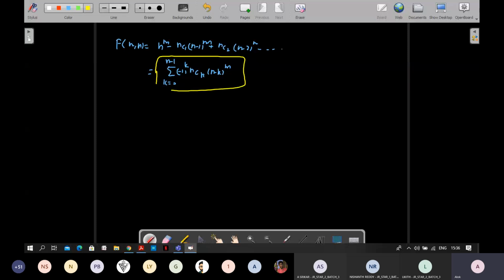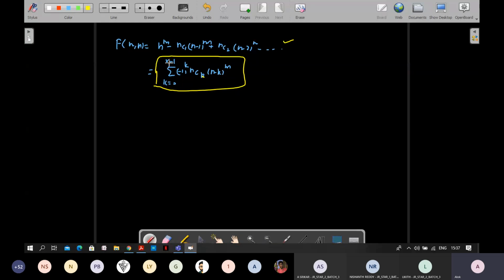F(m,n) was the symbol for n to the power m, minus n choose 1, n minus 1 whole to the power m, plus n choose 2, n minus 2 whole to the power m, and so on. I can write it in sigma form. That will look more drastic, but okay. So this is n choose k, and n minus k to the power m, with minus 1 to the power k, and k equal to 0 to n minus 1. I recommend that you remember this form. This is easy because anyway, to evaluate you have to expand. We write k from 0 to n minus 1 because when k equals n, the term will be 0.